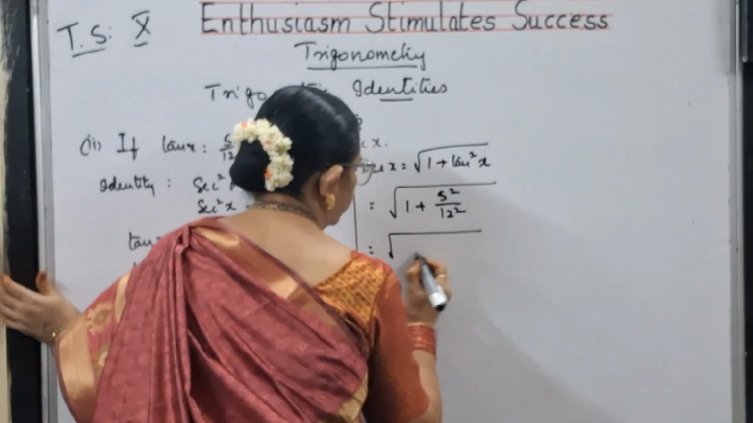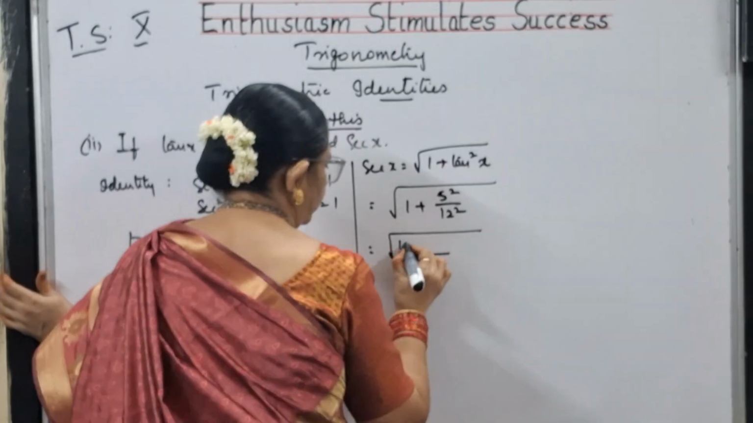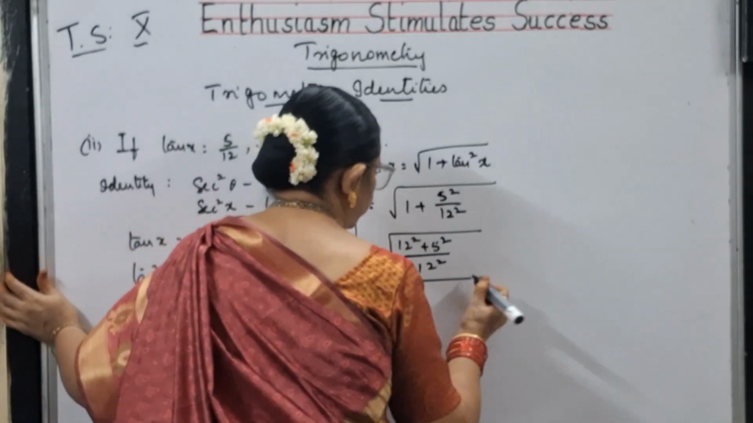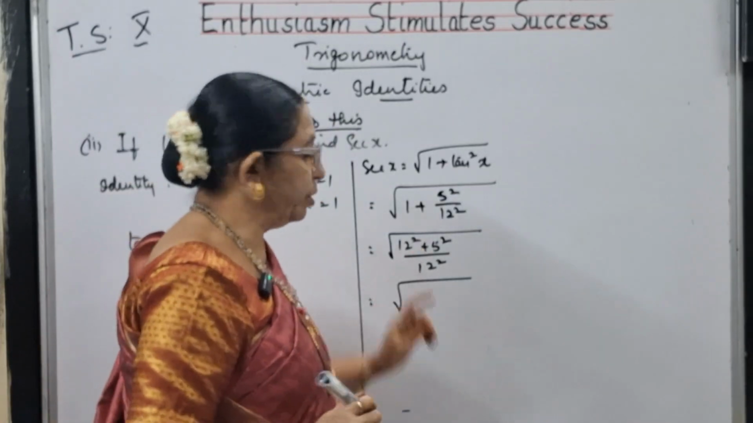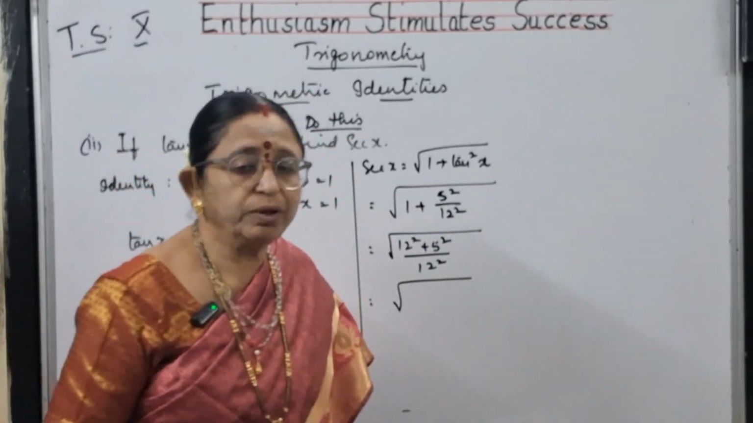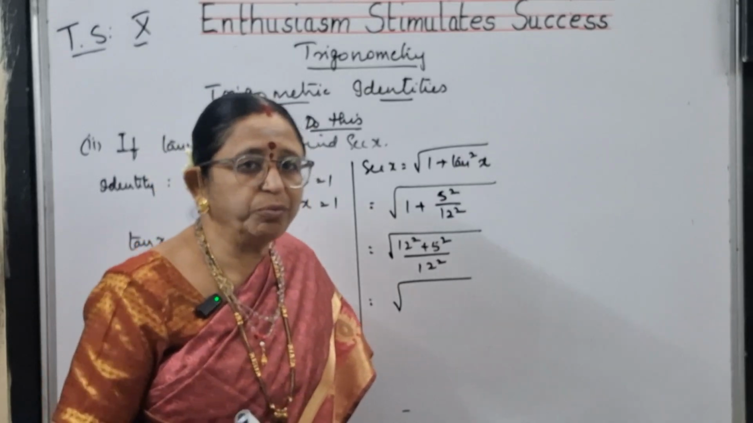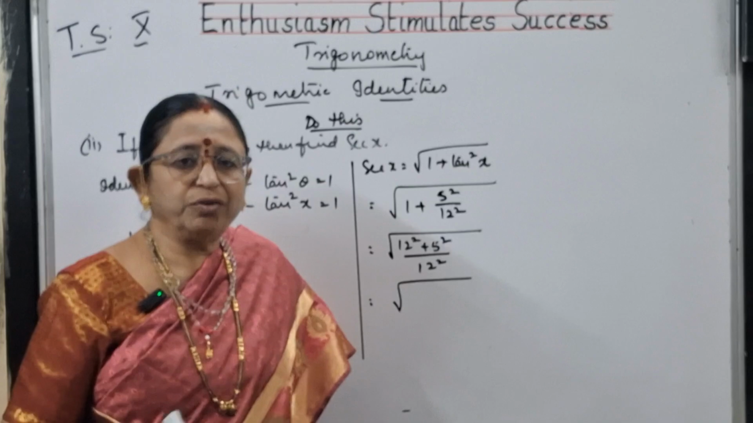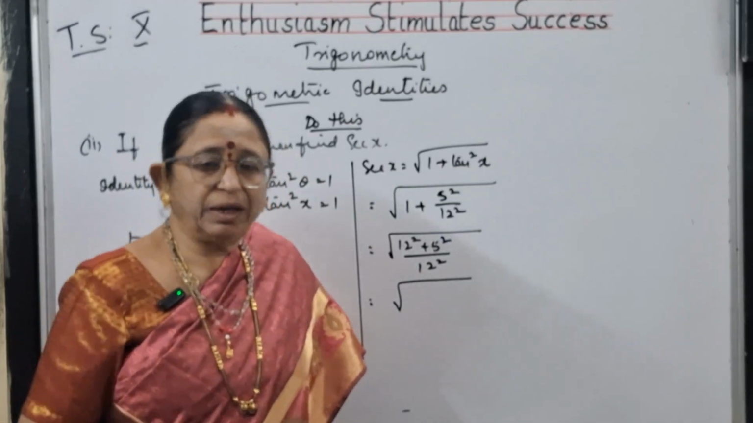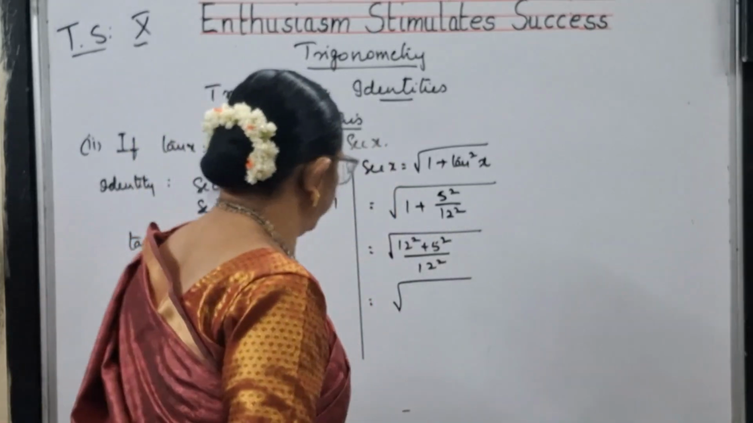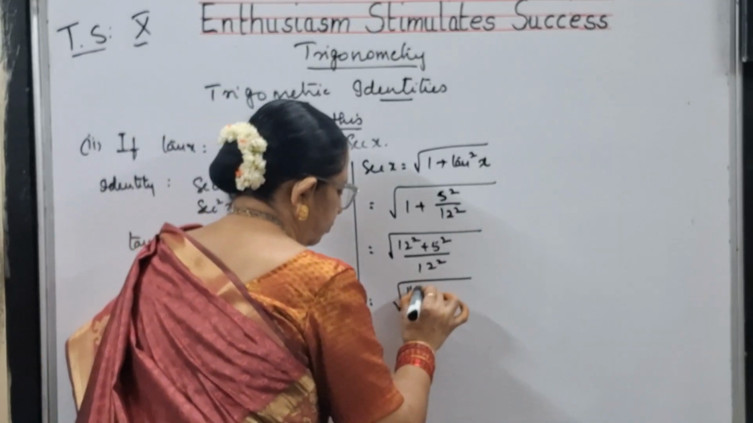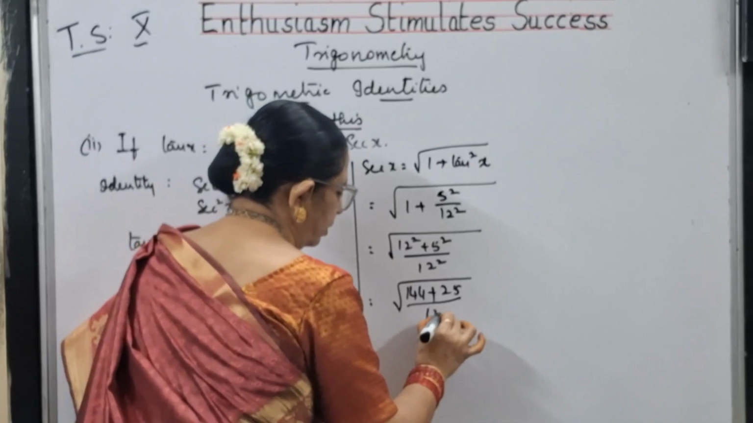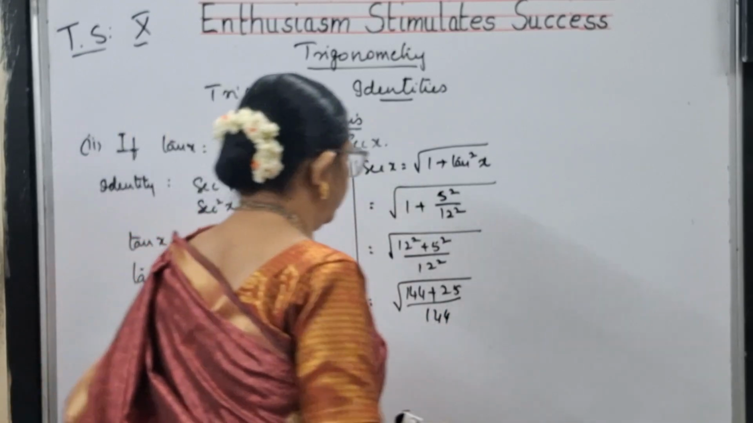That means root of 12 square plus 5 square, by 12 square. In the earlier case there was minus here, so you could use the a plus b into a minus b formula. But now minus is not there, only plus is there, so you cannot use that formula directly. You have to find the squares. So 12 square is 144, plus 5 square is 25, by 144. 12 12s are 144.